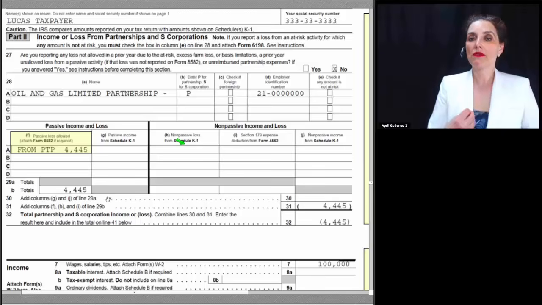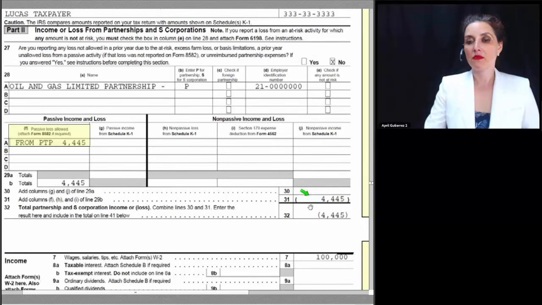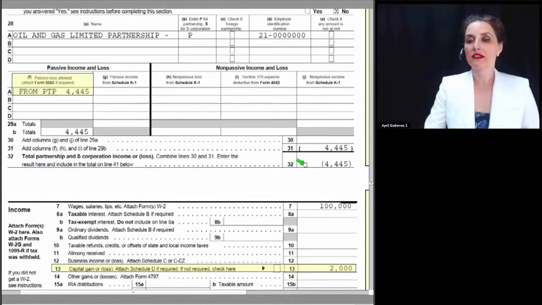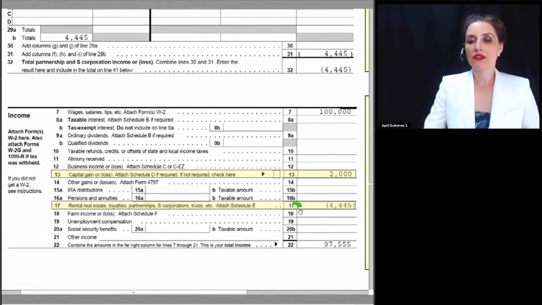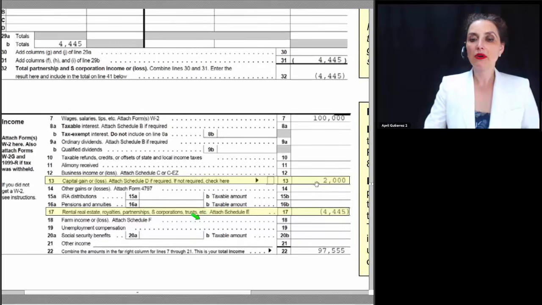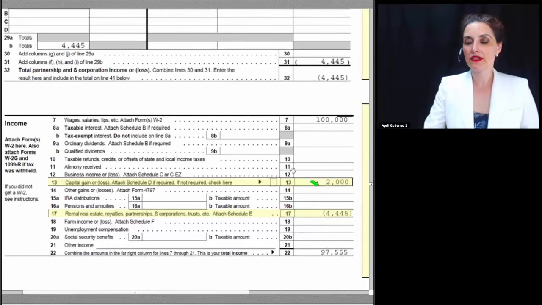Rather, these are operating losses of the partnership that were previously not allowed to the individual owner of units because the individual owner is not an active participant in the partnership. So we end up on line 31 with being allowed to claim these losses of $4,445, and they're going to carry over to line 17. Now, if we have a capital gain on the sale of these units, that capital gain is still going to get entered on line 13 as income.